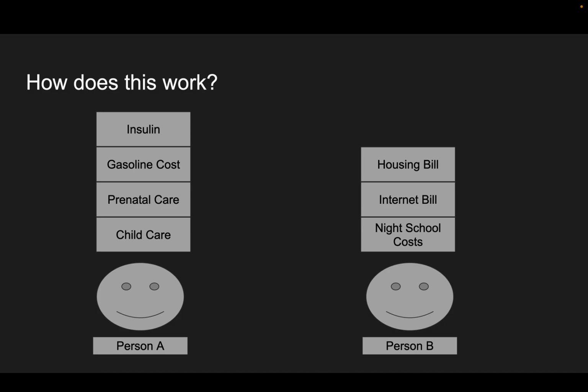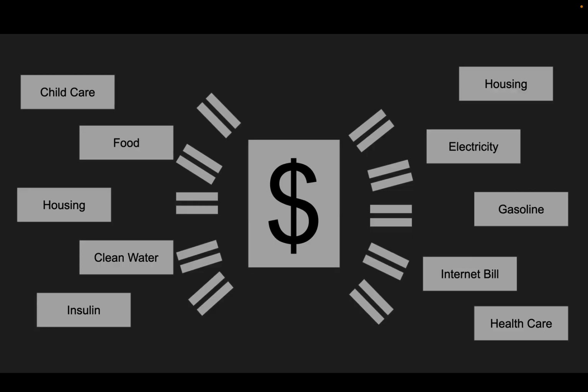Now, person A has diabetes, has to commute to work, and is pregnant and takes prenatal care. All these costs are added and make person A's threshold higher than person B's. Person A and person B can make the same income, but person A could be considered impoverished and person B not. As shown, this approach is fairly versatile and can take into account a multitude of factors that can be left out with other approaches.